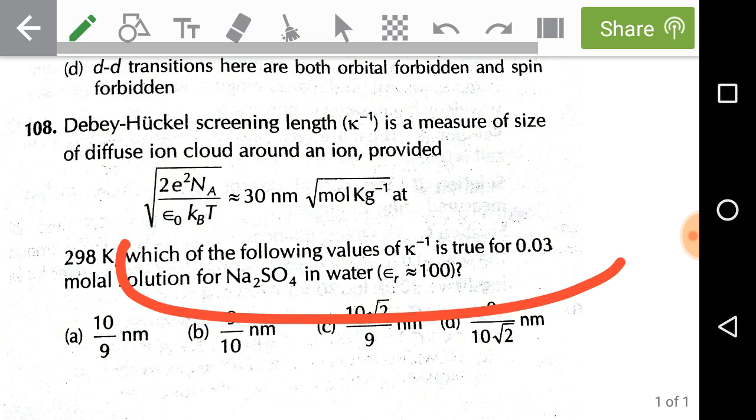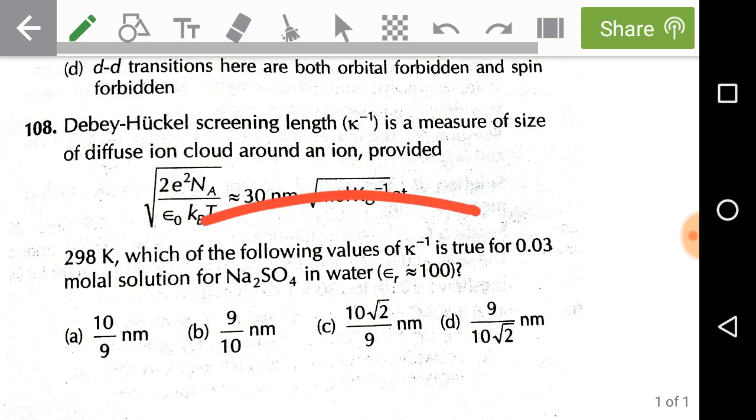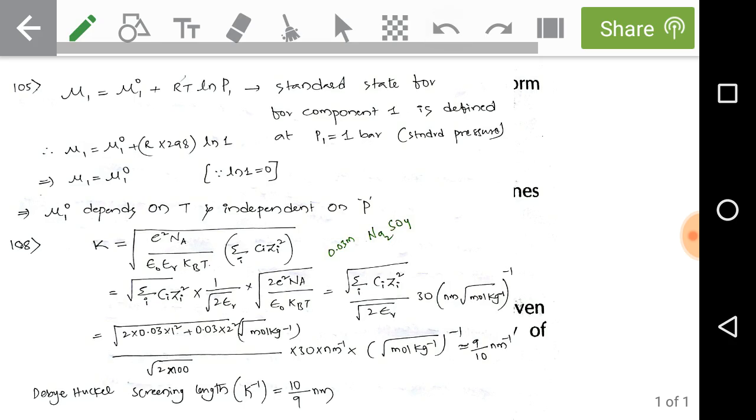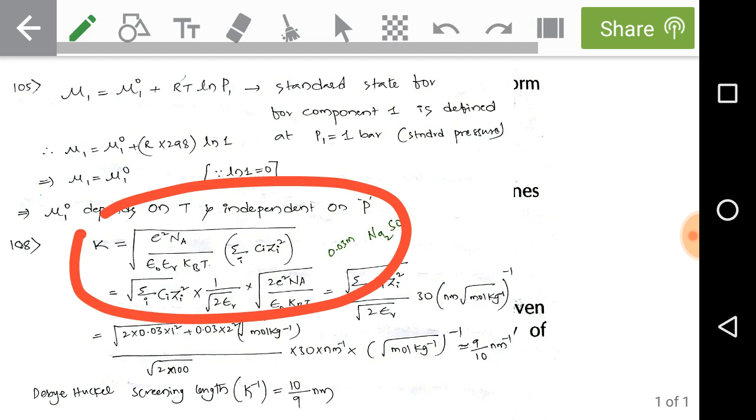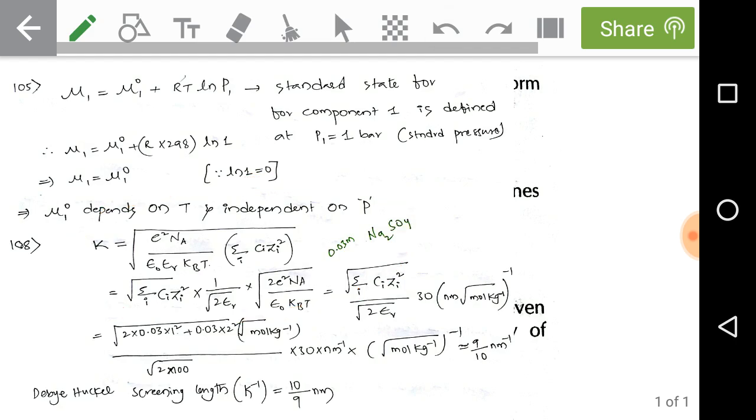298 Kelvin, which of the following values of screening constant, screening length is true for 0.03 molar solution of Na2SO4 in water? Okay, just observe it and look at the answer. So K is equal to, just check the expression here, and we are just converting according to the information given in the problem. So under root 2 into e square Na by epsilon 0 kBT is given as 30 in the problem as information.